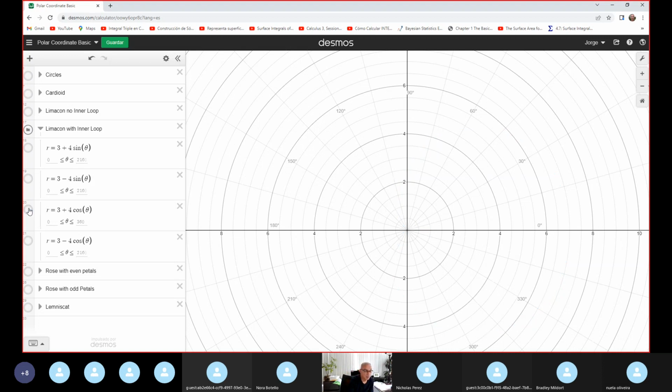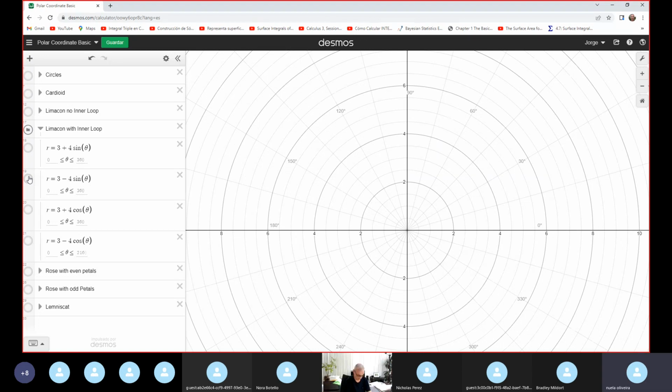This is cosine, this is sine. With cosine the inner loop is open outward, and with sine it is open downward, because it's a minus sign. It's easy to memorize. Not necessarily memorize, but to get the concept, you know?